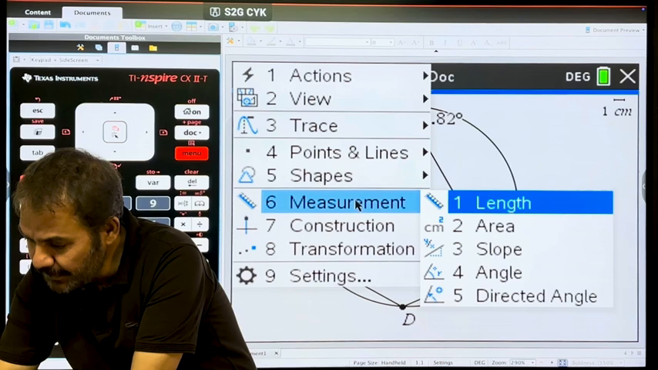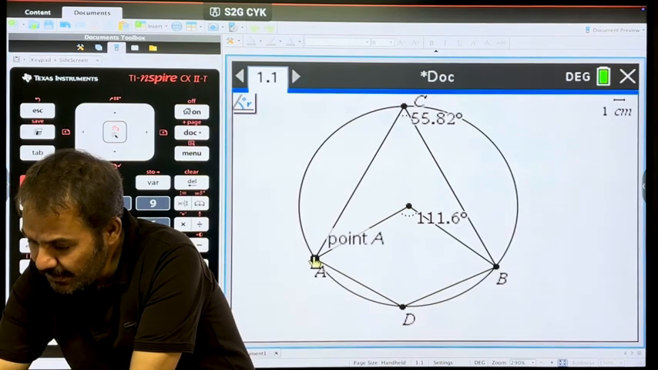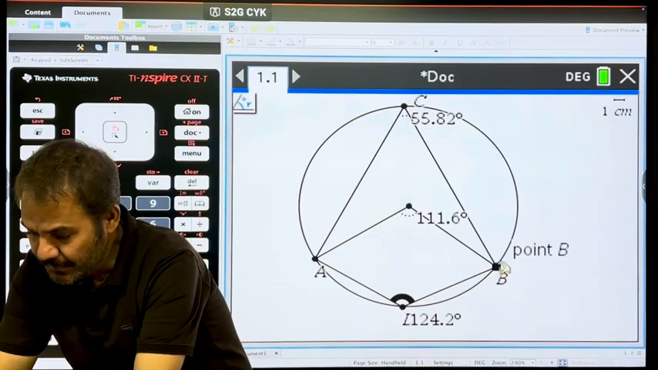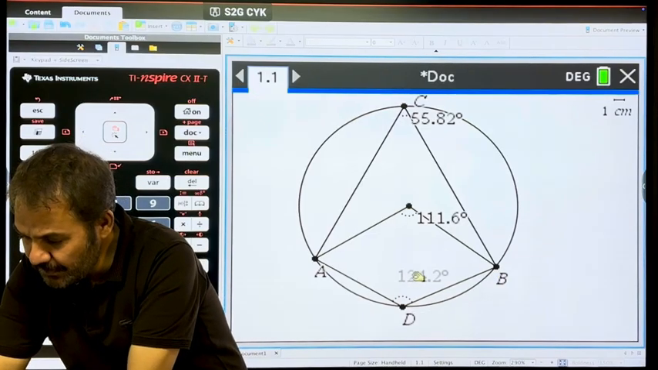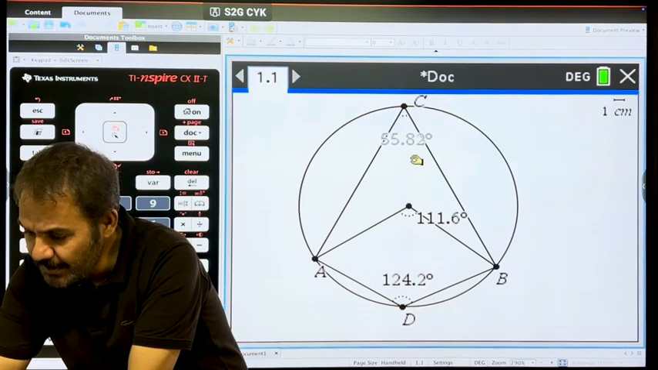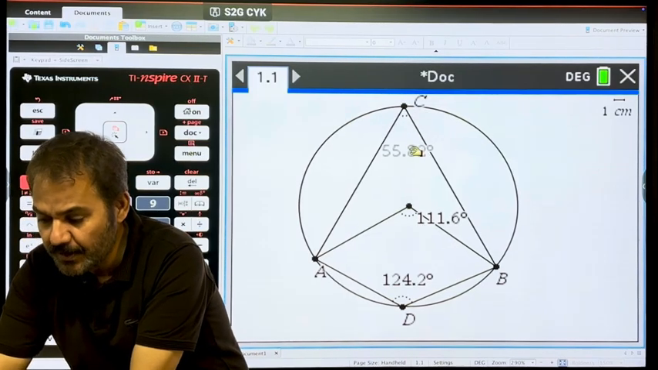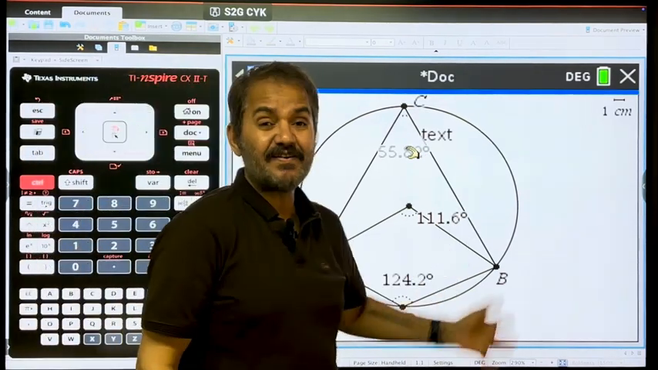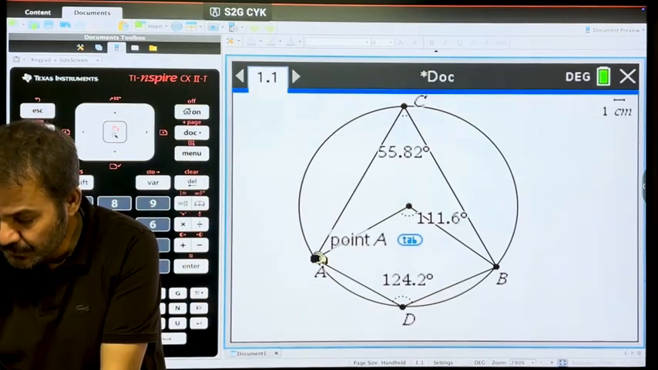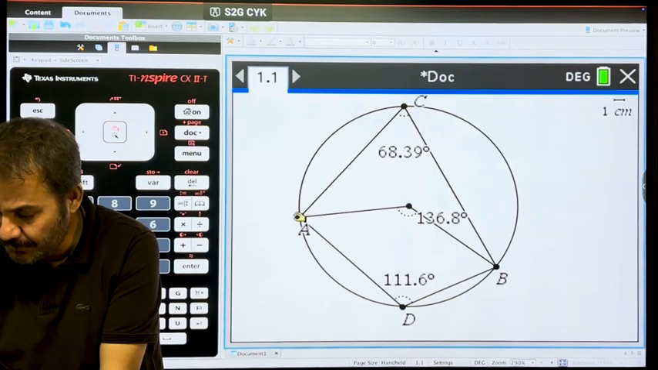So I'll go to measurement, measure the angle A, D, and B. Now, if you see, this angle is 124.2 degree, this is 55.82 degree. And of course, when I move these points, all these are dynamic points. When I move, these angles will also change. So let's move and see what is happening here.